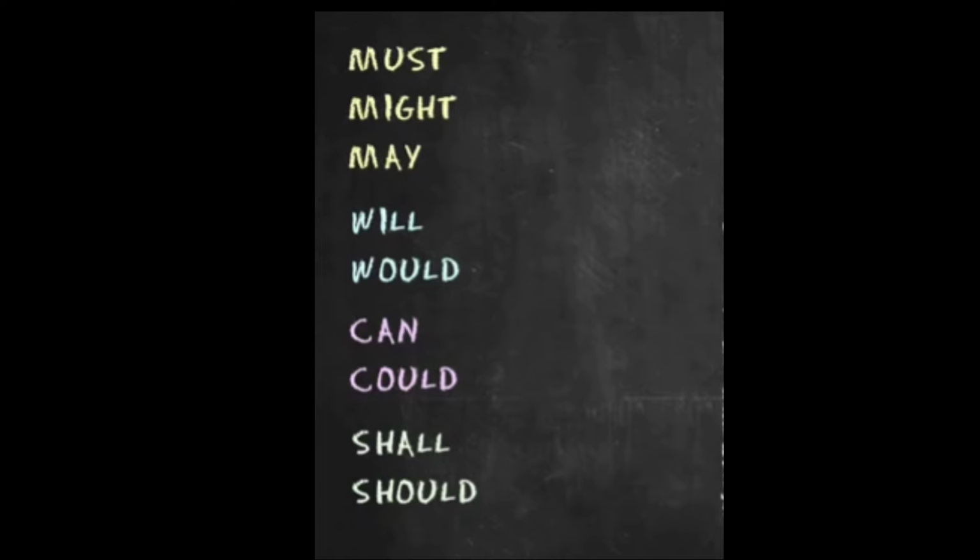Remember, will and would are special. In spoken and informal language, they can be contracted. So will can turn into apostrophe double L, I will, I'll, and would can turn into apostrophe D. So we have she would, she'd.